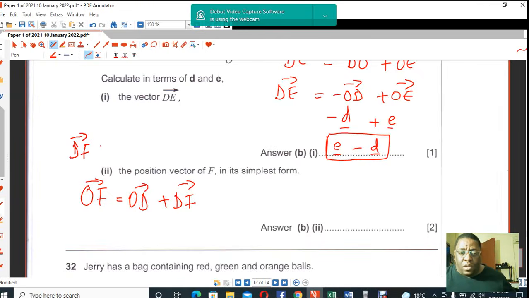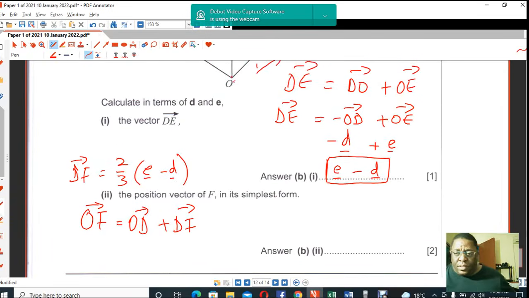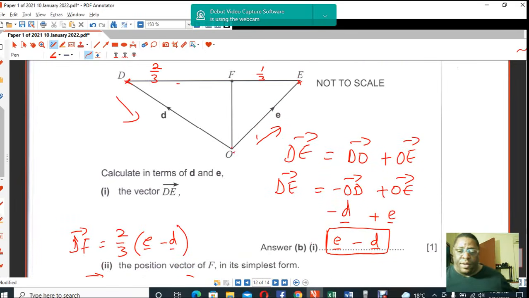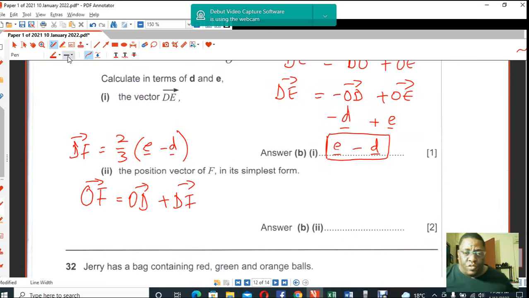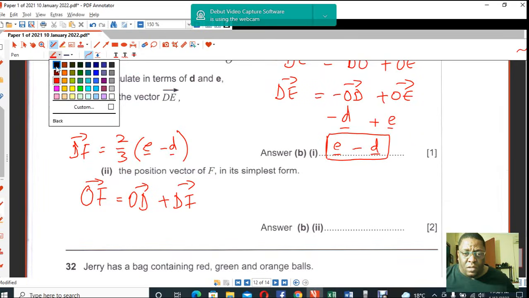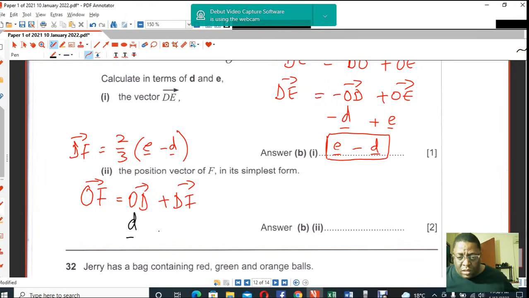But wait a minute. DF is 2/3 of our answer we got in our previous part. Can you get that? And OD is nothing but D. Can you see the direction here? OD is nothing but D. So it's going to be vector D plus 2/3 of E minus D.